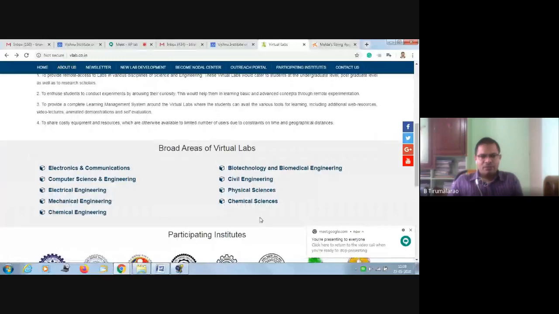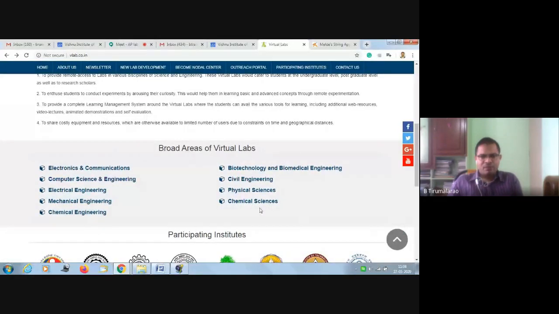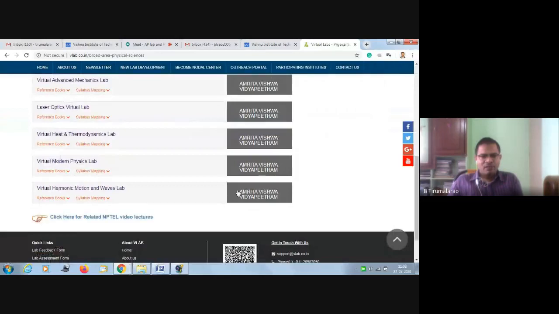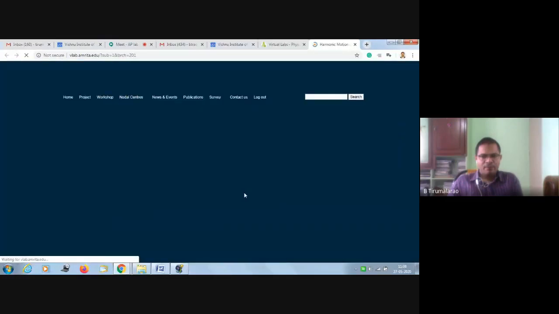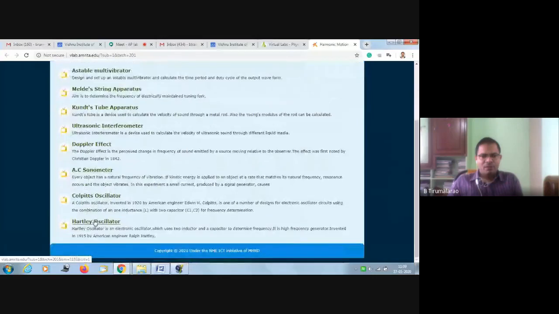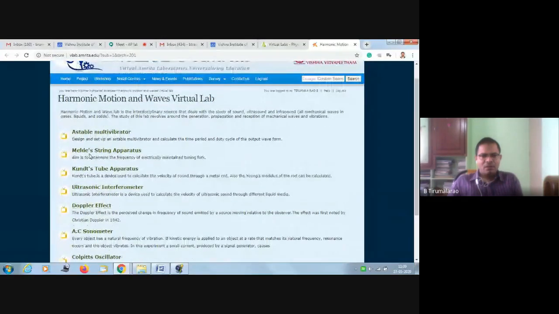These are the different branches having different experiments. Now directly you can go to physical sciences. In the physical sciences, for the Melde's apparatus, you can directly go to harmonic, so virtual harmonic motions and waves lab by Amrita Vidya Peetham. In that you can find AC sonometer and Melde's strings apparatus.